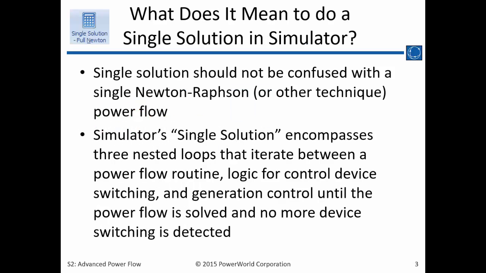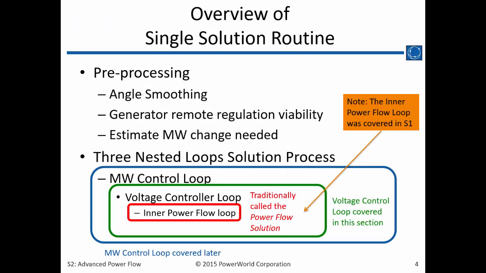So what does it mean to do a single solution in Simulator? Again, we don't want you to confuse this with a single Newton-Raphson or other technique power flow. A single solution in Simulator is more than that. There are actually 3 nested loops that iterate between a power flow routine, logic to control device switching, and generation control until the power flow is solved and no more device switching is detected. So there are several different stages or levels to the iteration.